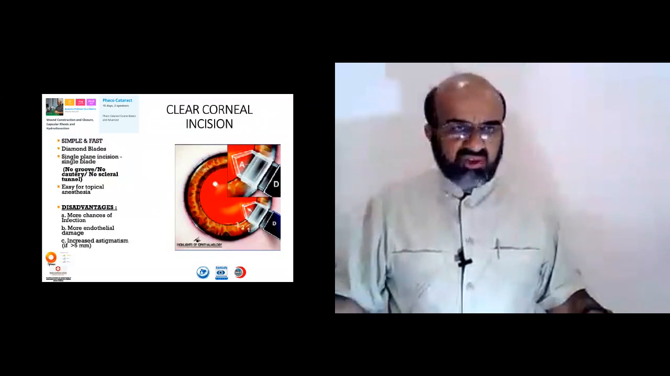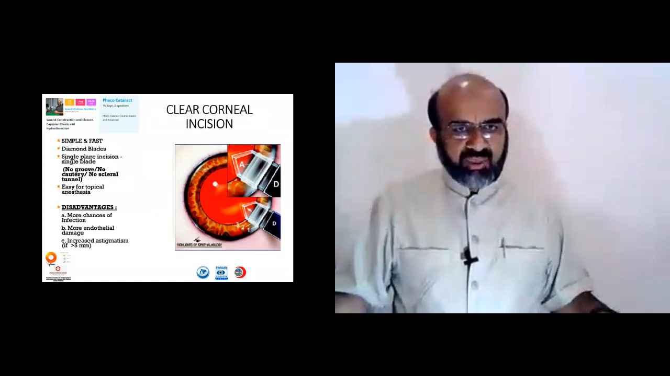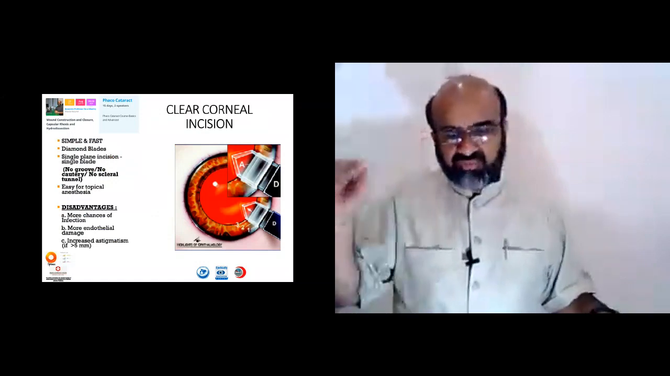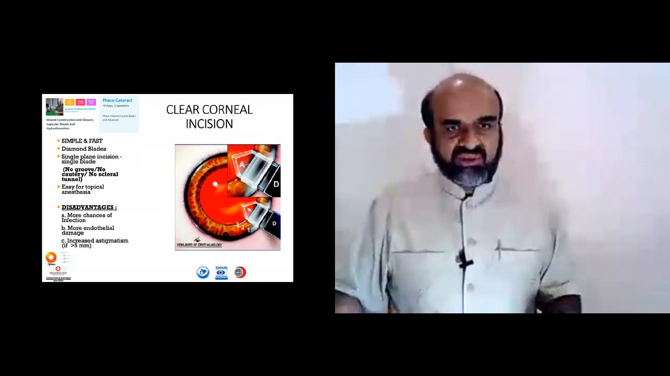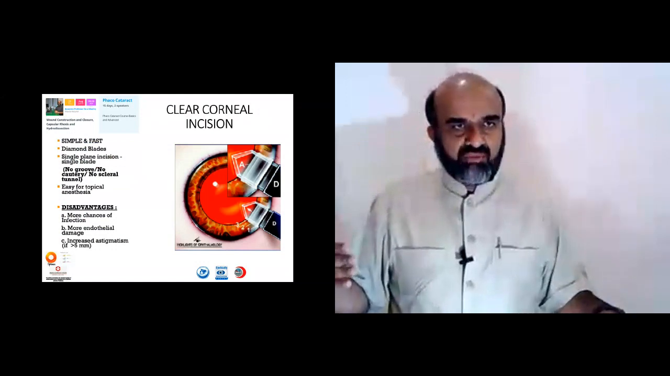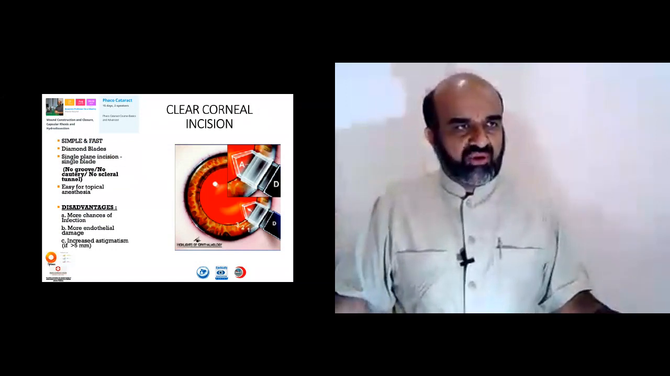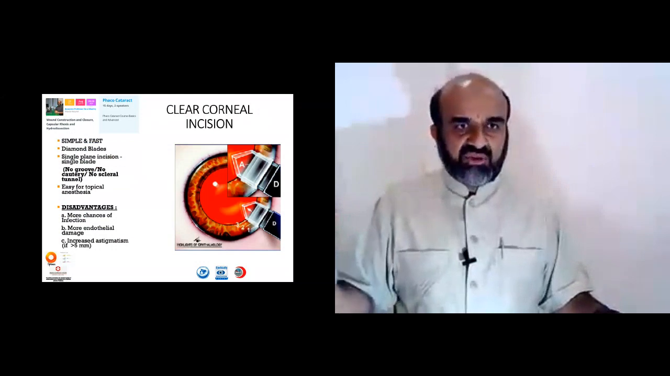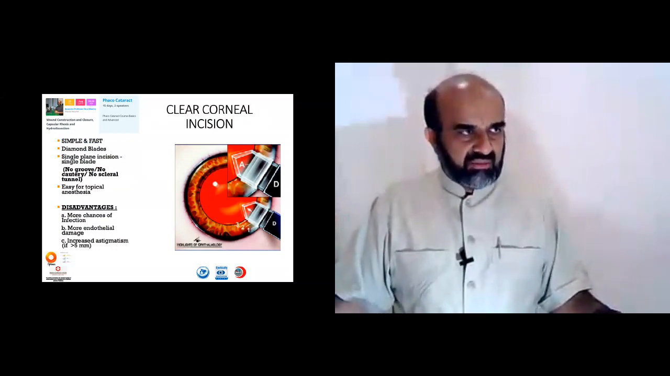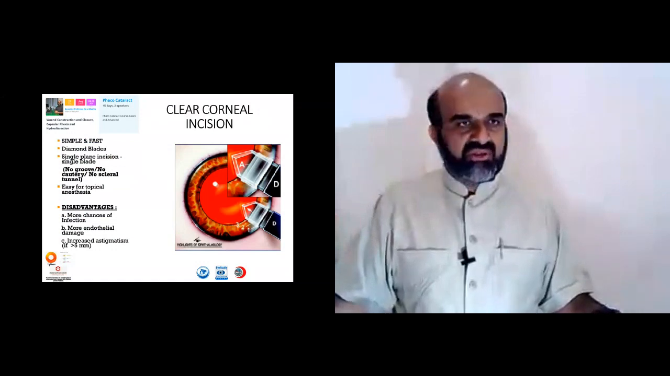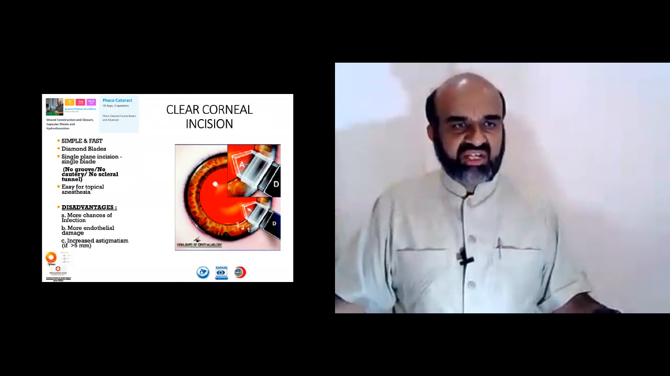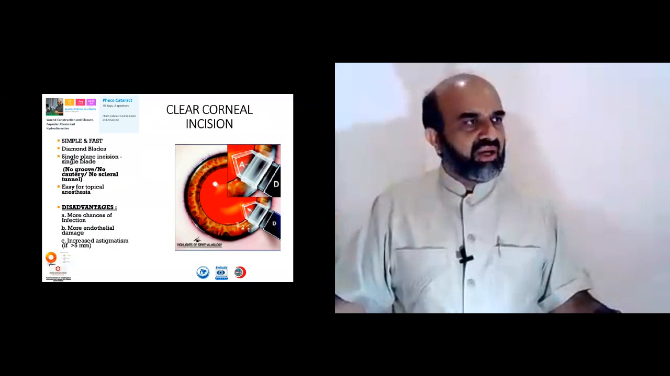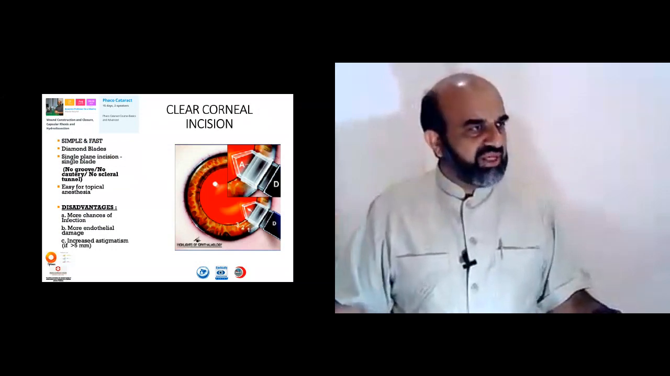Then the discussion comes over whether it's clear corneal incision or scleral incision. The rule is, the further you are from the center of the corneal apex or visual axis, the lesser you induce astigmatism. The second thing is, there is a disadvantage of clear corneal incision, that it will not heal with that strength as an incision in the vascular part will heal.